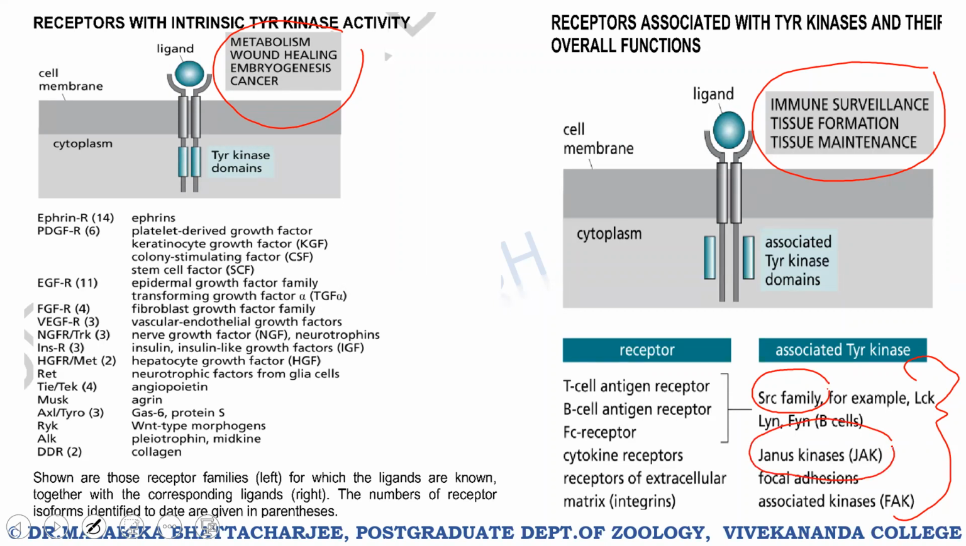So these are receptor associated tyrosine kinase domains. They are not a part of the receptor. These are proteins that can identify tyrosine residues on the receptor and then can come and associate with the receptor, and they in turn get activated by phosphorylation on their tyrosine residues.